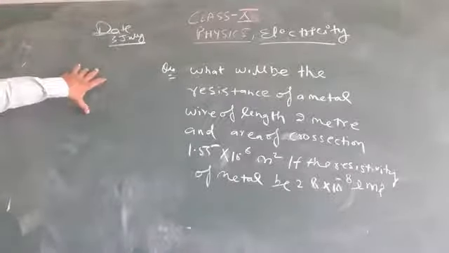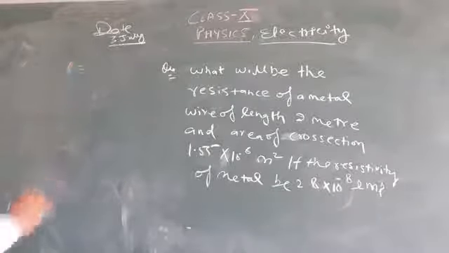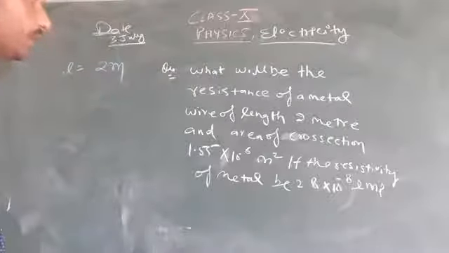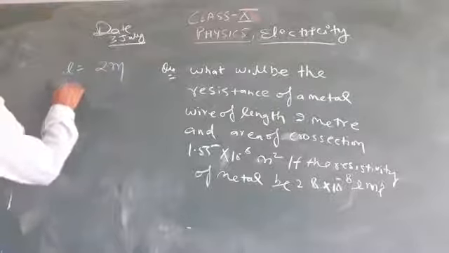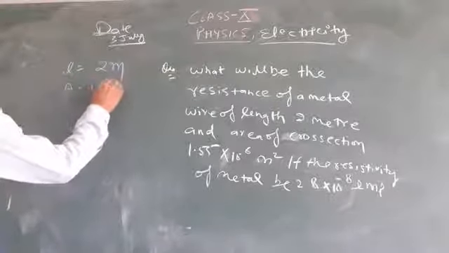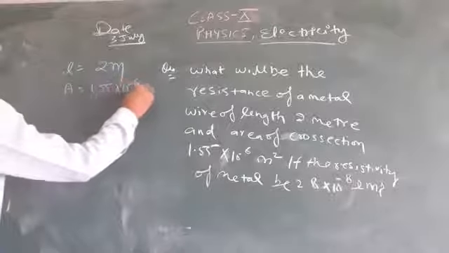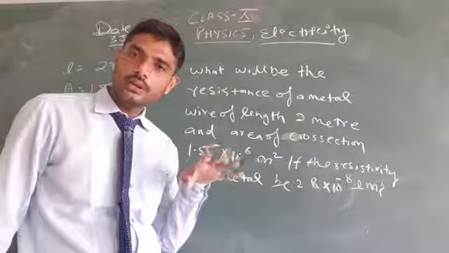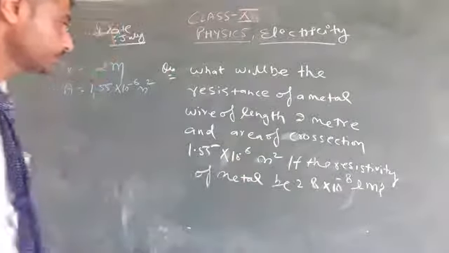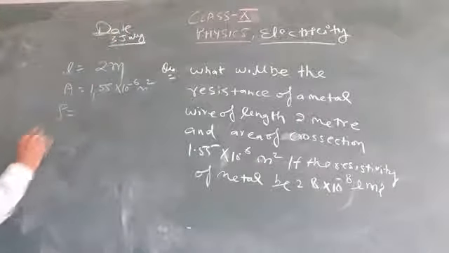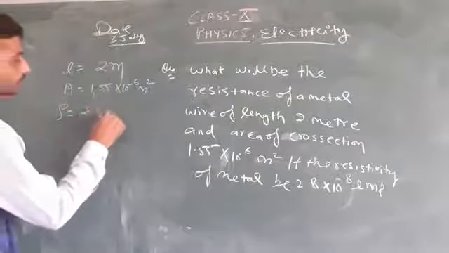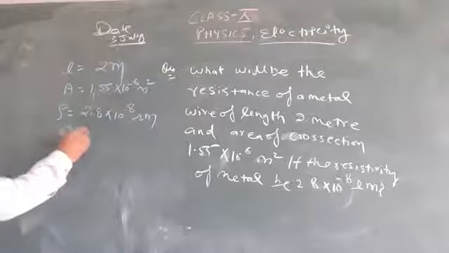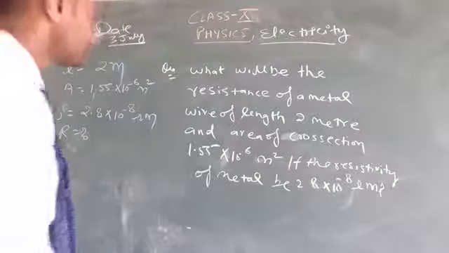So in this numerical, values are given. Length L equal to 2 meter. Area 1.55 into 10 to the power minus 6 meter square. In this question, the cross-section area is given directly, and the resistivity rho equal to 2.8 into 10 to the power minus 8 ohm meter. And we have to find the resistance.